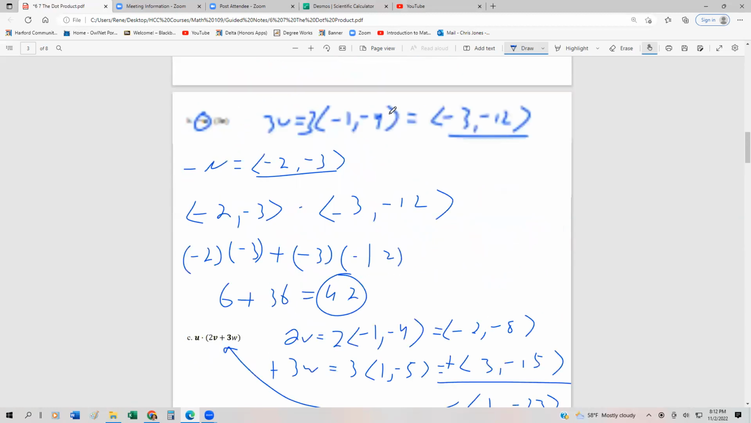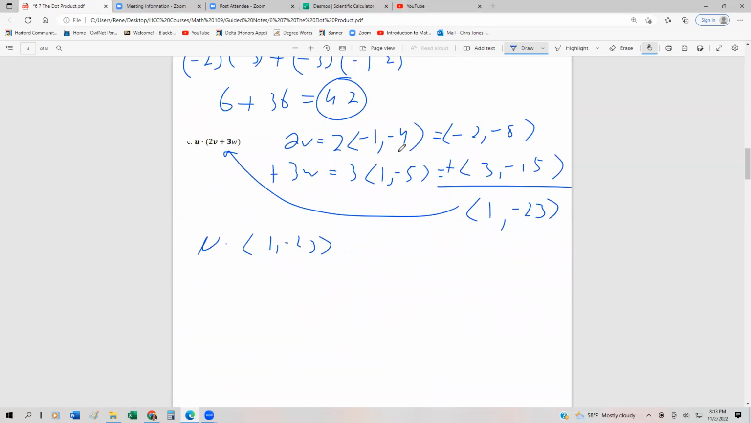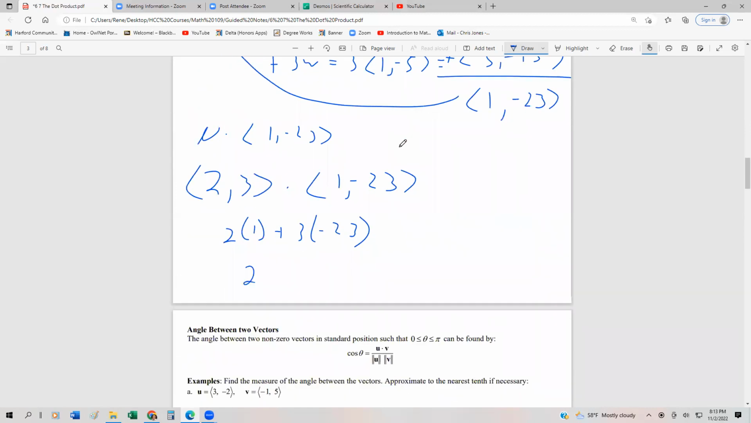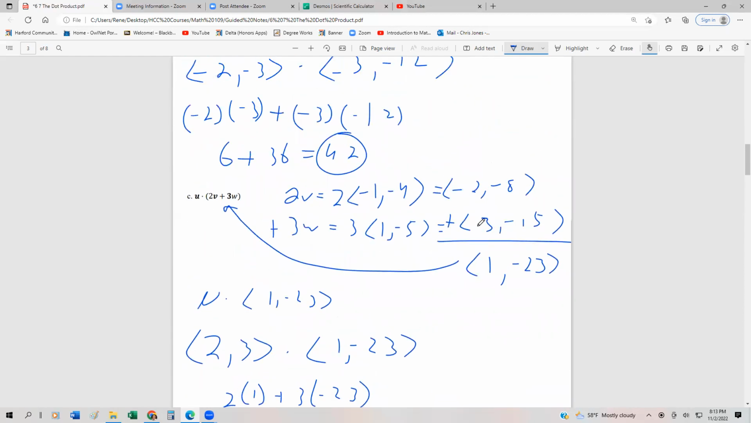And remember, u was 2, comma 3. So all the way back up here, u is 2, 3. So I have 2, comma 3 dot 1, comma -23. 2 times 1 plus 3 times -23. That's going to give us 2 plus -69, or -67. So that's all we have to do with these dot product operations. In reality, it's just basic arithmetic: multiplication, addition, subtraction, etc.